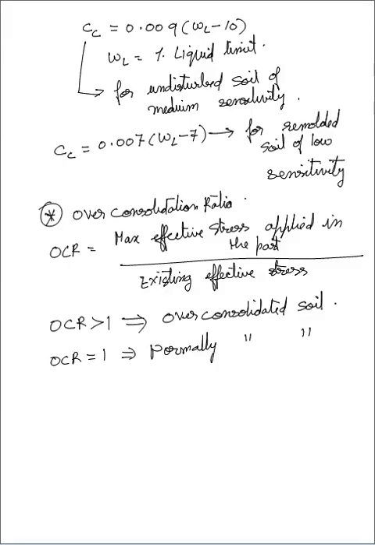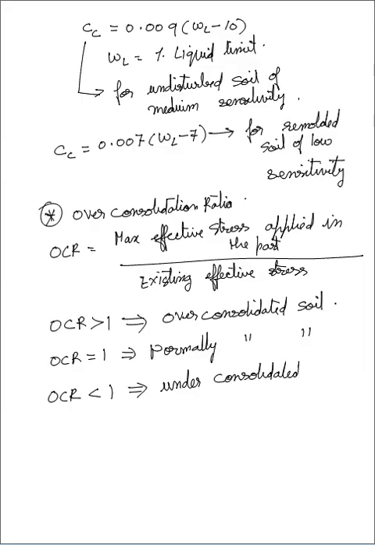But suppose OCR is less than 1. What does it mean? The numerator is less, so the maximum effective stress applied in the past was less as compared to the existing effective stress. So that is termed as under consolidated soil.